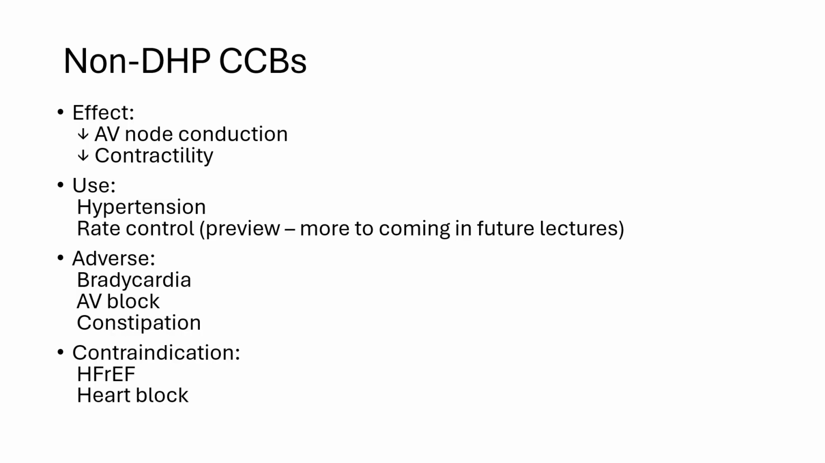They are contraindicated in patients with heart failure with reduced ejection fraction because reduced contractility can worsen systolic dysfunction. They're also contraindicated in patients with significant heart block. Clinically, if a patient has hypertension and tachyarrhythmia, a non-dihydropyridine may be appropriate. But if a patient has systolic heart failure, this class should be avoided.